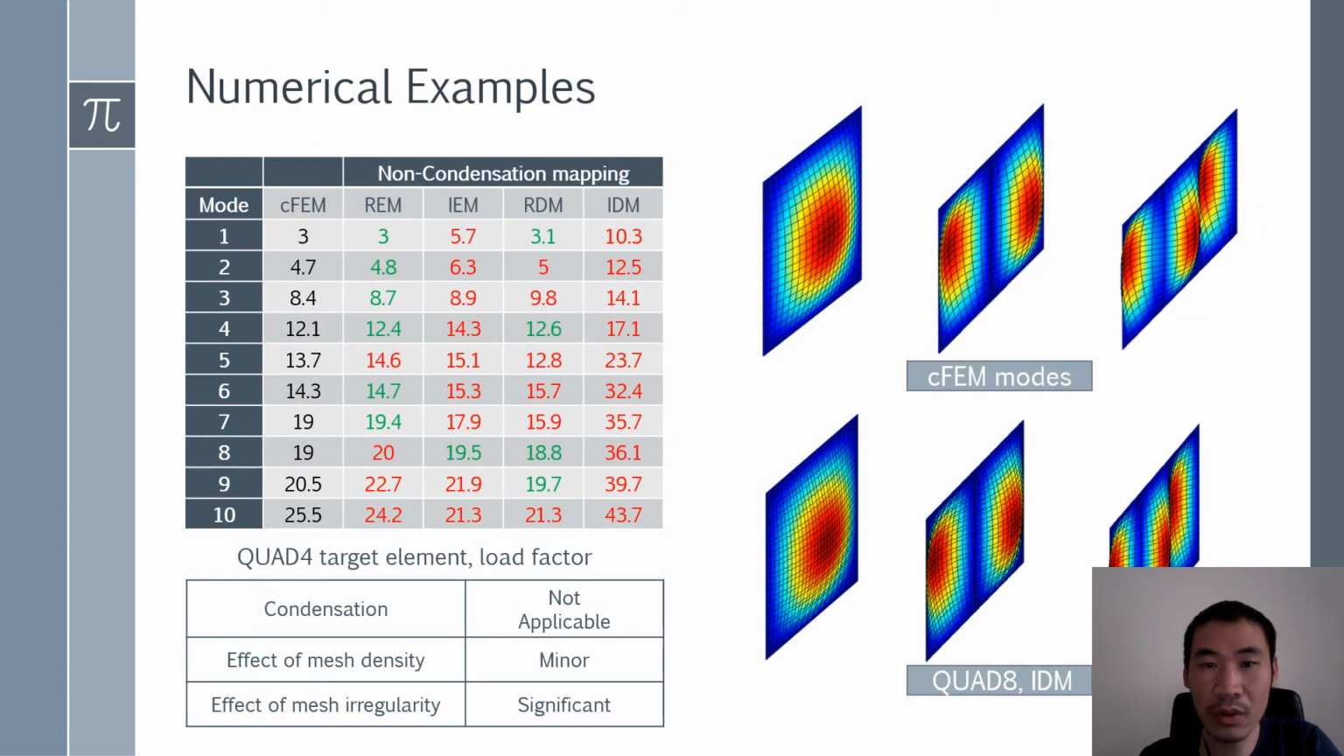For quad 4, the mapping results are poor even with the non-condensation approach. It also shows the significant effect of the mesh irregularity on the exactness of the result.